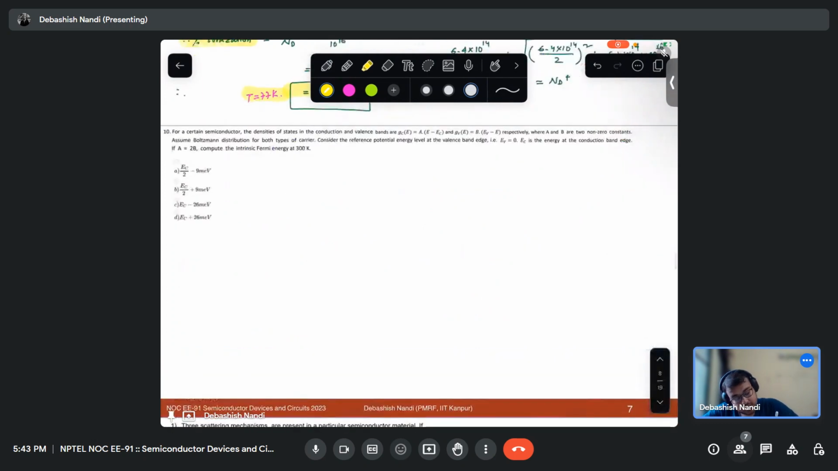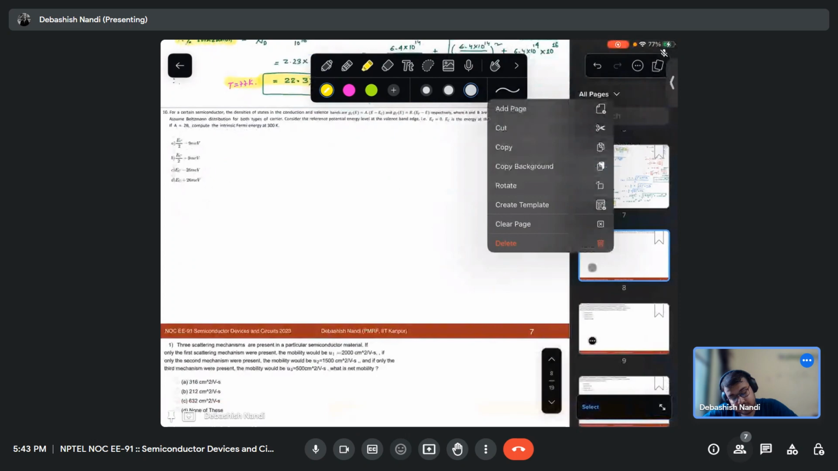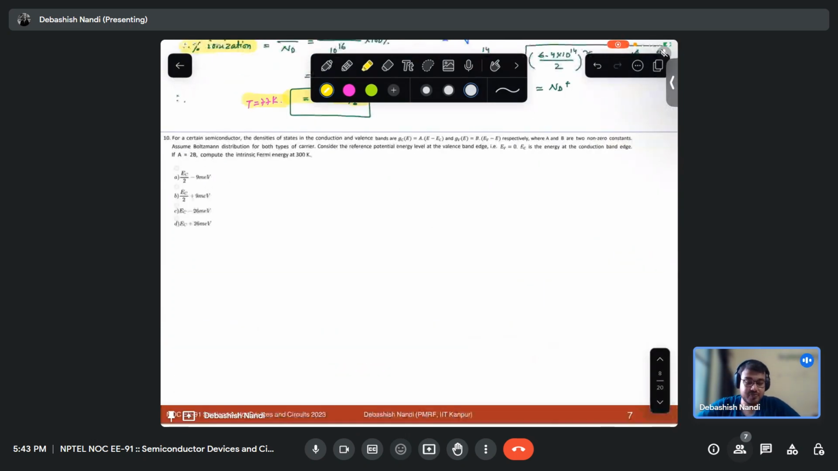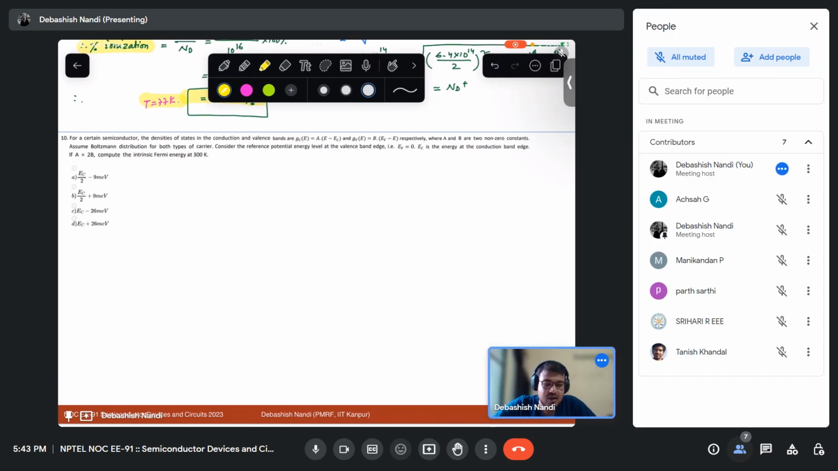Let me add another page. So, the last problem from assignment of week 3. What was intended? For a certain semiconductor, the density of states. I want to interact with you guys. This problem I want you to help me solve. You know all the steps. You just help me solve it. Whenever you get stuck, I will cover it up.